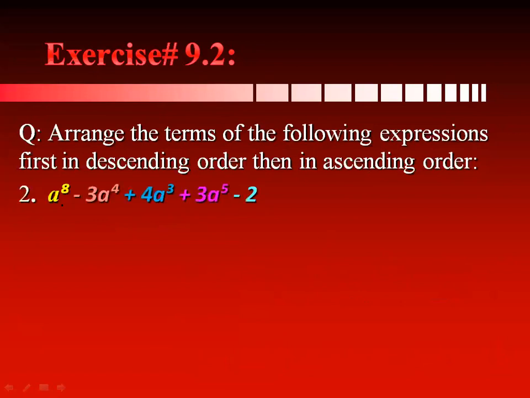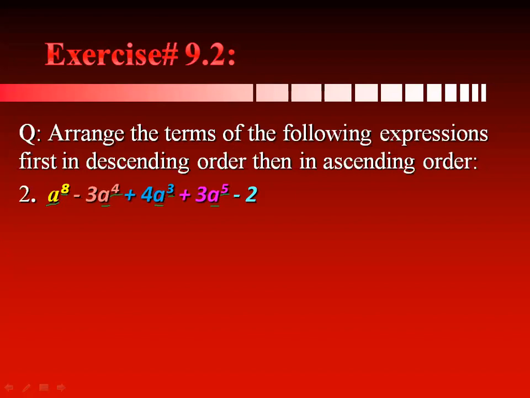So just suppose here you have a^8 minus 3a^4 plus 4a^3 plus 3a^5 minus 2. So here your variable is a, and you have different powers of a. You will start from the greater power of a. So what is the greatest power of a here? That is 8. Then the second greatest will be 5, then 4, and then 3. But what about 2? There is no power 2 and no power 1 here.